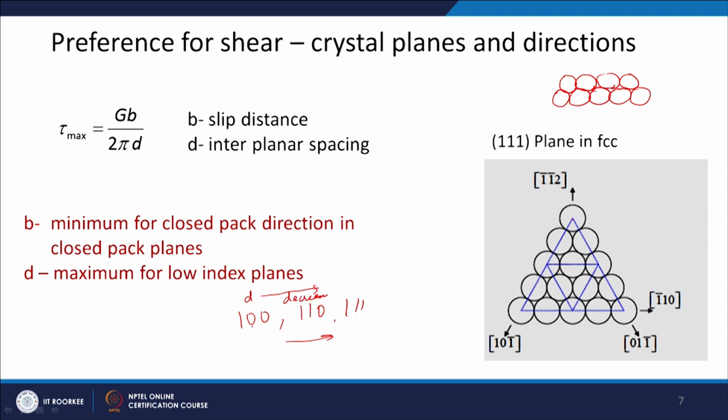Of course, these two planes are not the close-packed planes. The best close packing we find in the 111 plane, and of course, d spacing will also be quite high in the 111 plane. So, these types of planes are the preferred planes where the slipping is going to take place. Not all crystal planes and all crystal directions take part in the slipping process. There is a preference during shear for certain planes and directions, and those planes are the close-packed planes and the directions are the close-packed directions. Those are going to have the minimum slip distance and maximum interplanar spacing.